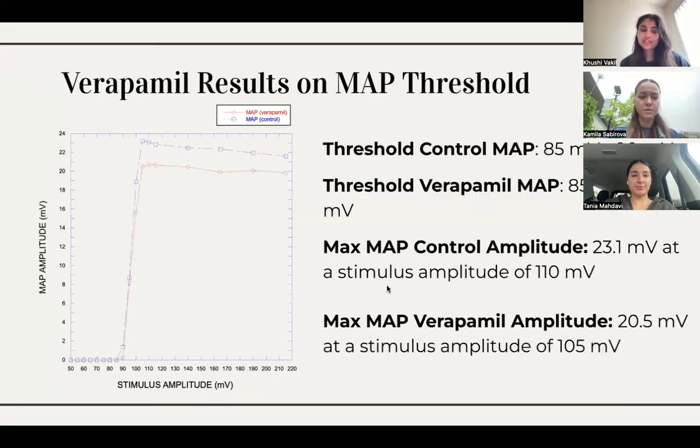The muscle action potential was also measured from the same experiment. The muscle action potential is the accumulation of multiple action potentials generating from multiple muscle fibers in the frog gastrocnemius muscle. The MAP thresholds for the control and after verapamil is added are both between 85 millivolts and 90 millivolts. From the data seen and the figure, there is a slight decrease in the maximum MAP amplitude for the trial when verapamil was added compared to the control.